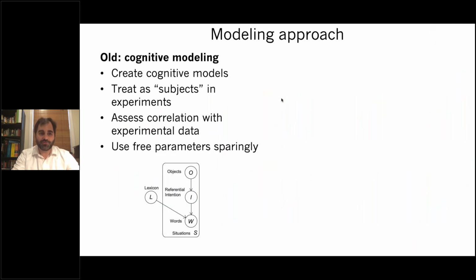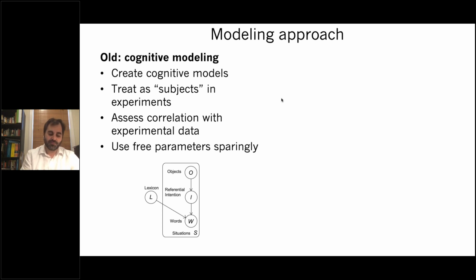Well, the old modeling approach for cognitive modeling that I used in my PhD work basically fit cognitive models and treated those cognitive models as subjects in experiments. So we would get independent runs of the data from those cognitive models and assess the correlation with the experimental data. Now, of course, there's a real overfitting risk in the case that the cognitive models have lots of parameters, so you'd have to use free parameters very sparingly and try to make the case that your correlation is not inflated by the presence of these free parameters.